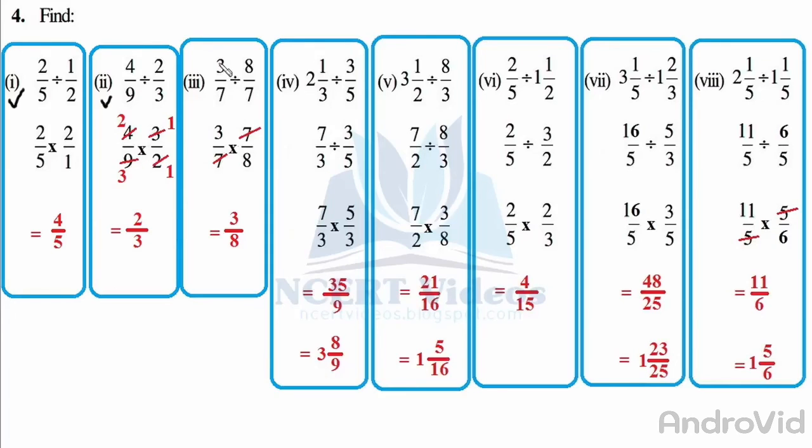Third part, 3 over 7 divided by 8 by 7. So when we flip it, it becomes 7 by 8. Now cutting opportunity, 7 and 7. So it is 3 by 8, again proper.